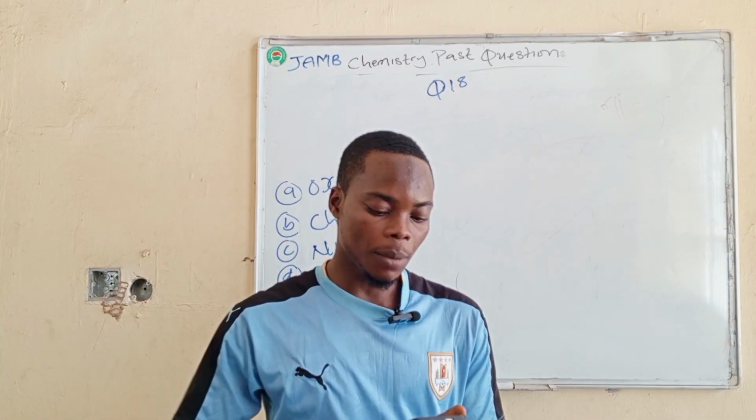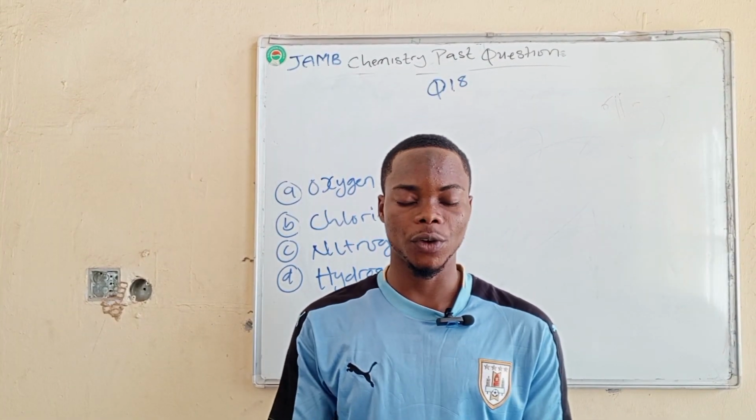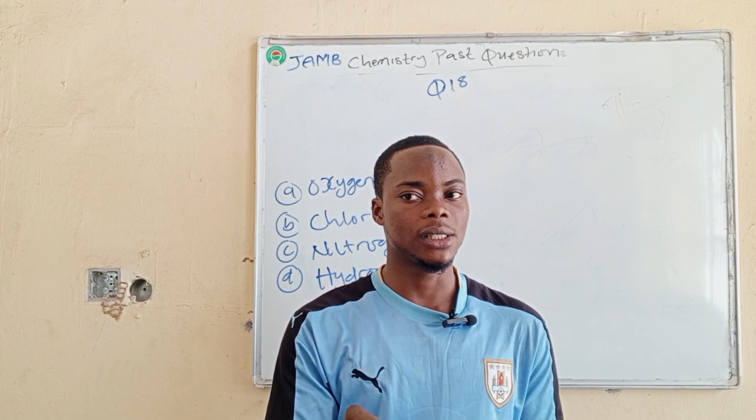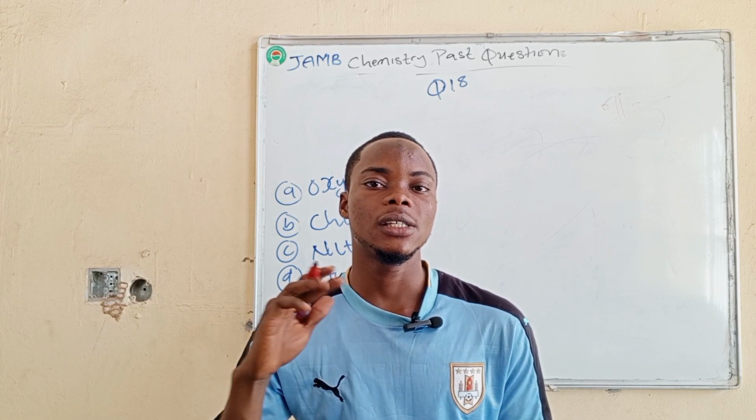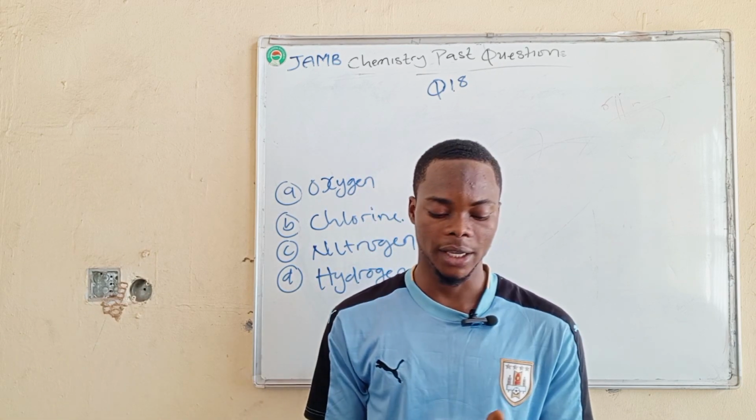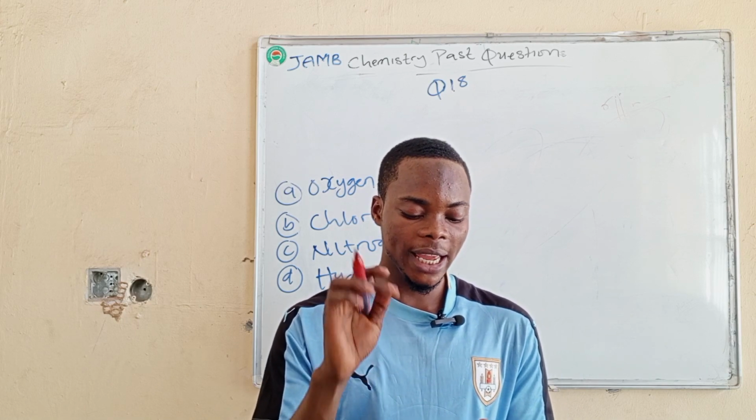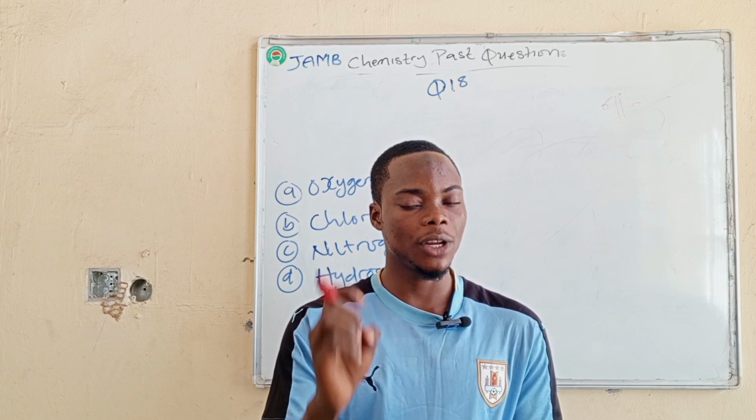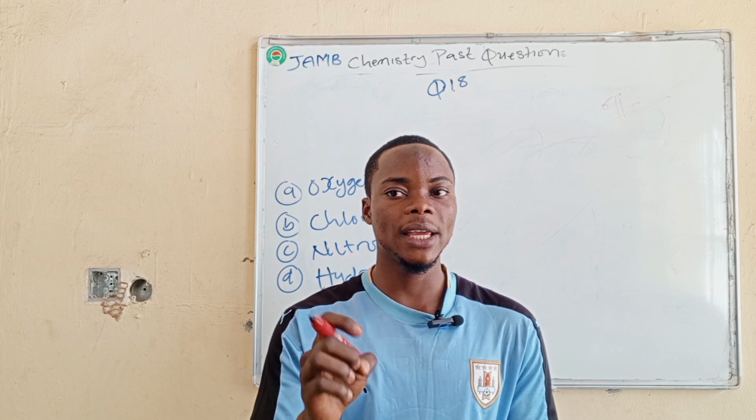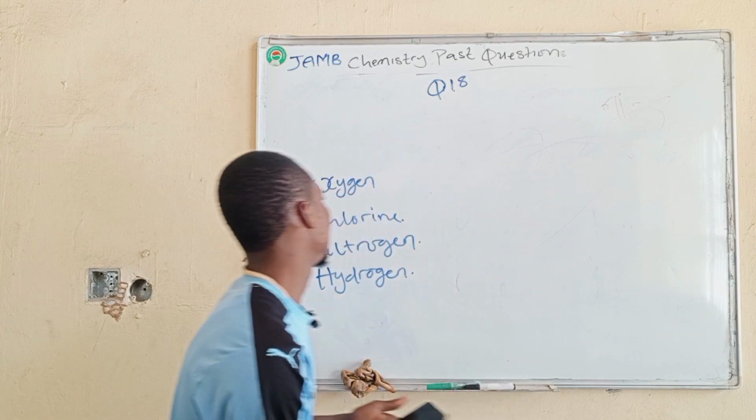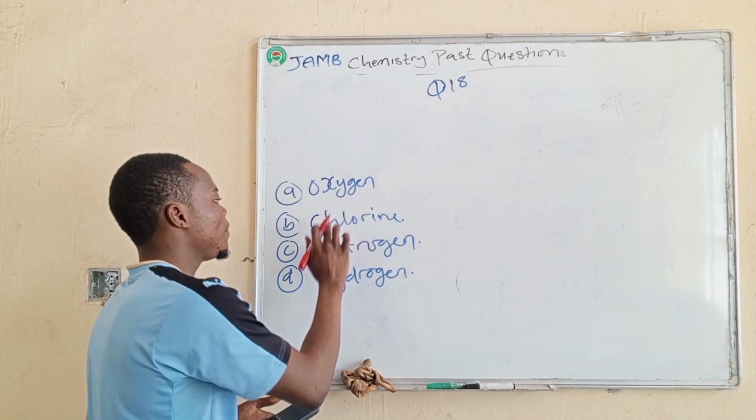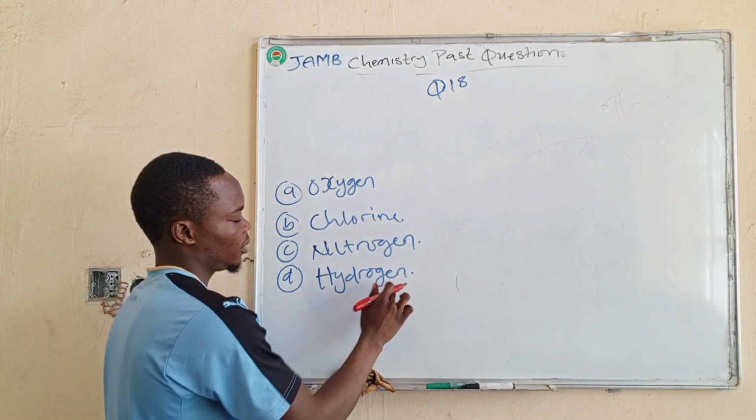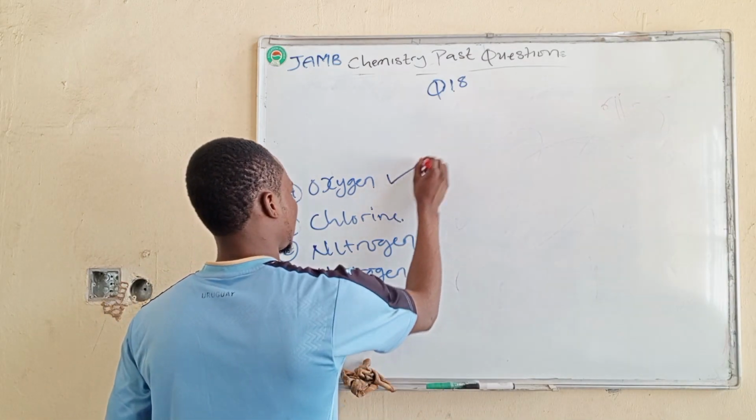Number 18. The substance that is used in the steel industry for the removal of carbon, sulfur, and phosphorus impurities from pig iron is what? Let me read the question again. The substance that is used in the steel industry for the removal of carbon, sulfur, and phosphorus impurities from the pig iron is dash. A. Oxygen. B. Chlorine. C. Nitrogen. D. Hydrogen. So the answer here is oxygen.